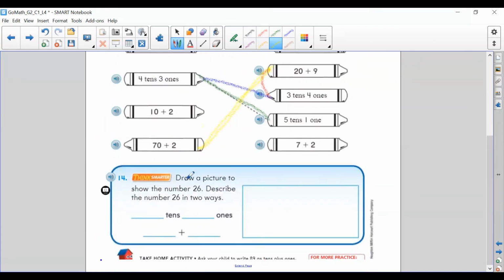Now down at the bottom, we are going to draw a picture to show the number 26. We're going to describe the number 26 in 2 ways. So first, let's draw 26. How many tens do we have? Well, we have 2 tens. So let's draw 1, 2 tens. How many ones do we have on the right? That is 6. So let's draw 6. 1, 2, 3, 4, 5, 6.